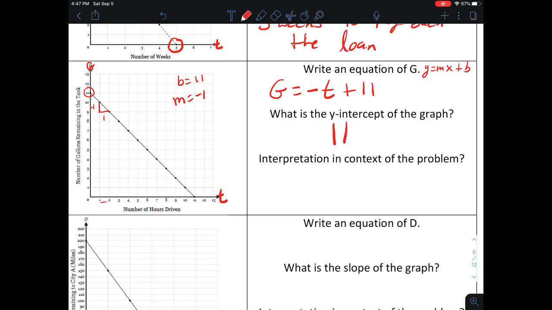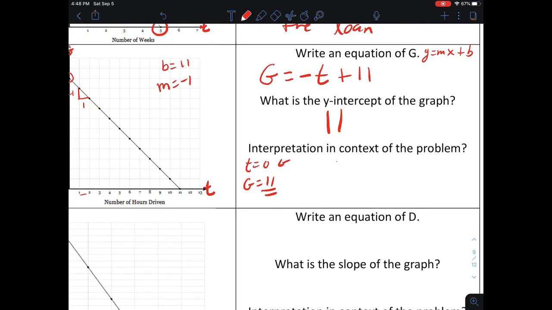And it wants to know what's the y-intercept? Well, the y-intercept was 11. What does that mean in context of this problem? Well, when T is equal to 0, G is equal to 11. Well, T is the number of hours we've driven. So if we haven't driven any hours and we have 11 gallons in the tank, that's how many gallons we started with. So that's the number of gallons in the tank to start with.